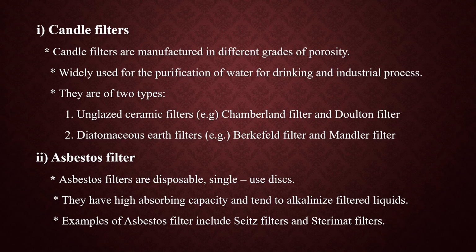They are of two types: unglazed ceramic filters, examples are Chamberlain filter and Doulton filter, and the second one is diatomaceous earth filter, examples are Berkefeld filter and Mandler filter. And the second type is asbestos filters. The asbestos filters are disposable, single-use discs. They have a high absorbing capacity and tend to alkalinize filtered liquids. Examples of asbestos filters are Seitz filters and the Sterimat filters.